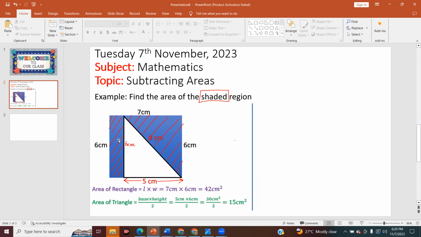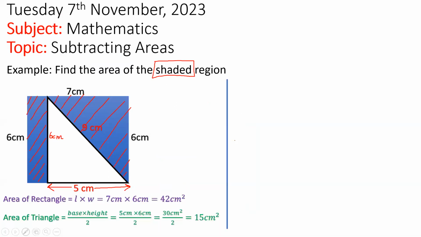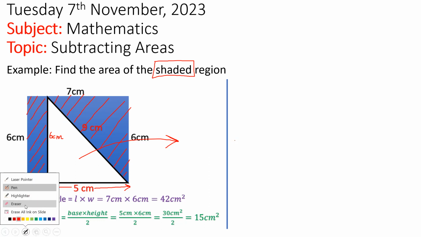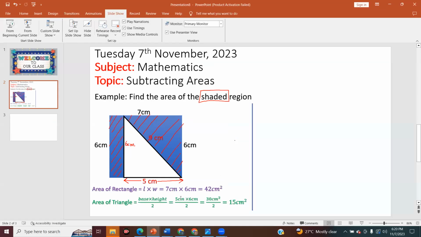So if we want that area, then what we need to do is subtract, or take away, right? Once we take away the area of the triangle from the area of the rectangle, then we will be able to find what's left, which is going to be the area of the shaded region. So for this one, we have to subtract. And that's why we have the title, Subtracting Areas. So let's subtract.